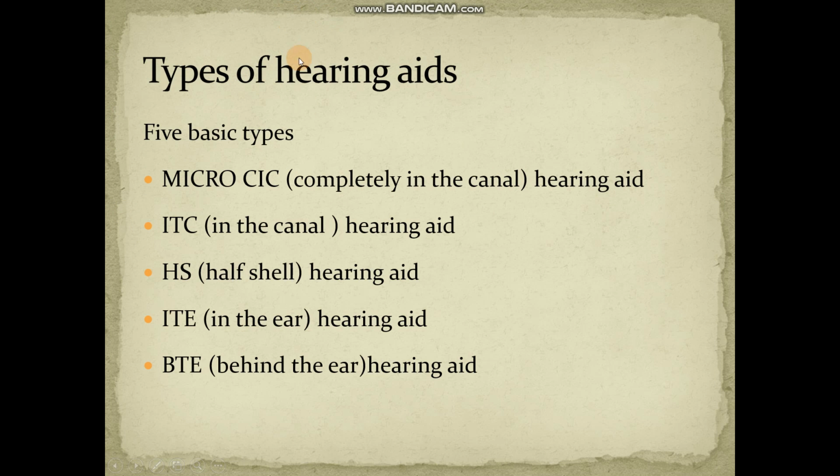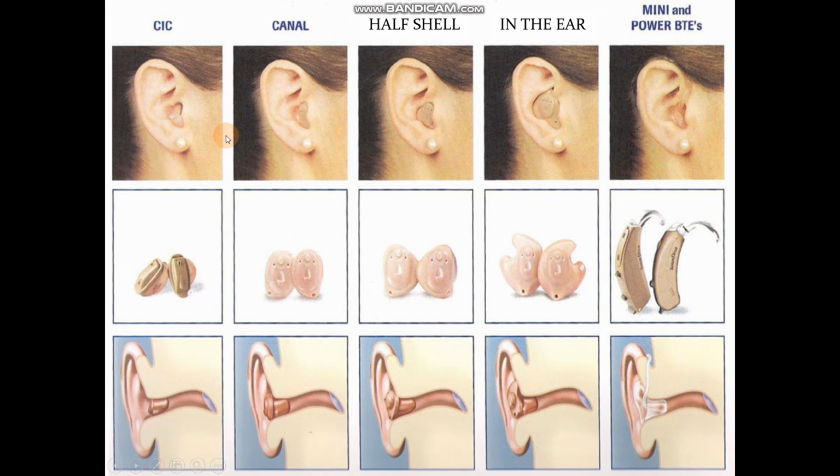So there are types of hearing aids. So micro CIC, CIC means completely in the canal. ITC in the canal. HS half shell. ITE in the ear. BTE behind the ear. So these are the main types of hearing aids. So you can see CIC, completely in the canal. ITC, in the canal, half shell, ITE in the ear, and BTE, behind the ear. The main device is behind the ear.